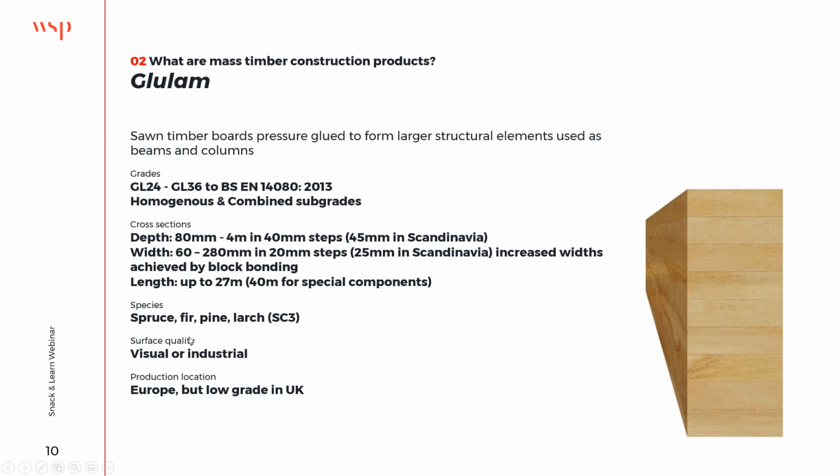In fact, I saw on LinkedIn the other day 42 meter beams were being delivered in Australia for a project there. Various different species of timber available, larch being the only one that you can use in service class 3, being an external environment continually wetted, for example a canopy structure. Different types of grades in terms of where it's produced. This is quite European focus, so Europe, but we can also produce it in the UK, and I'm sure in Canada and North America there are similar facilities.